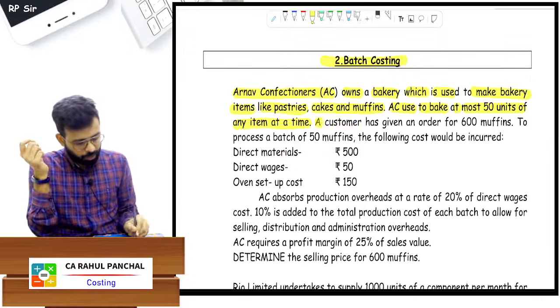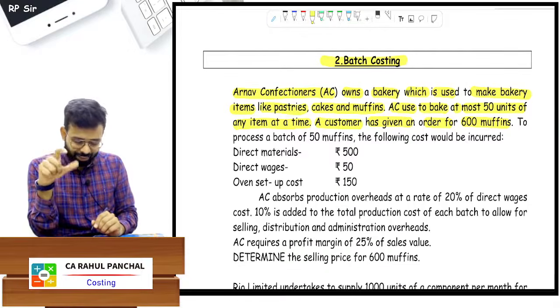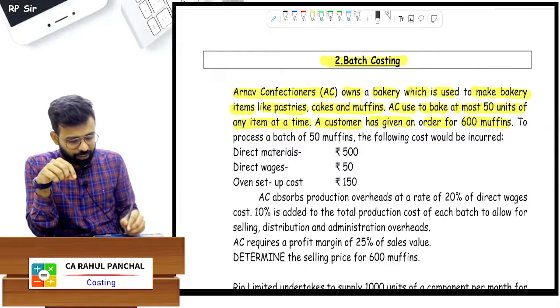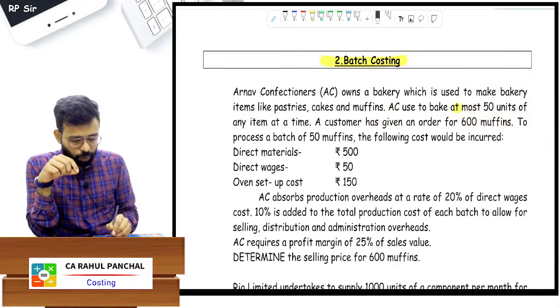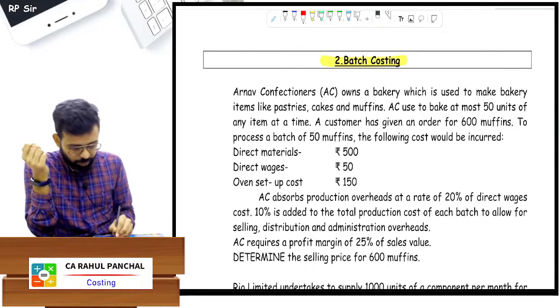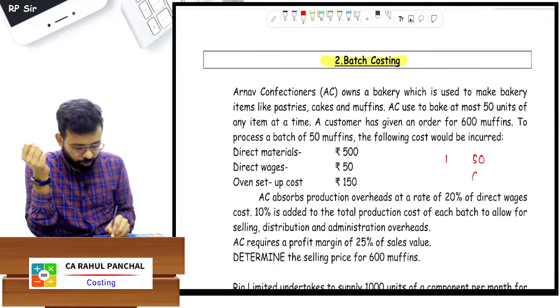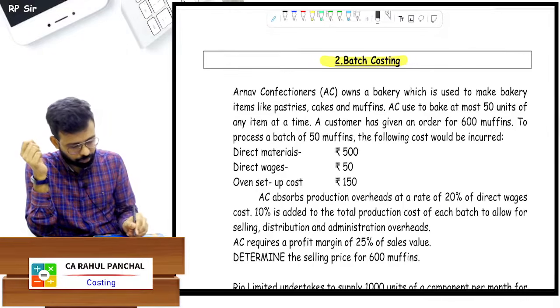Okay, a customer has given an order for 600 muffins. Tell me, for 600 muffins, how many batches will we have to operate? 12 batches, because in one batch of 50 units, muffins can be produced. So for 600 muffins we will have to run 12 batches.